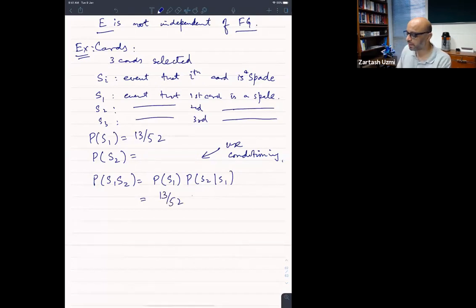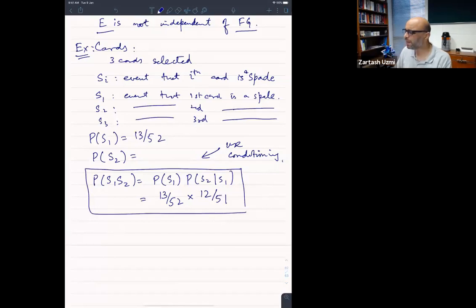Now, how many people can easily find out the probability of S2 given S1? Well, given S1, that means the first card you already know it's spades. So that means you have 12 cards left out of those 51 cards. So this is very easy to find. This is very similar to saying that in a box with red balls, what is the probability of getting 2 red balls? Both balls are red.